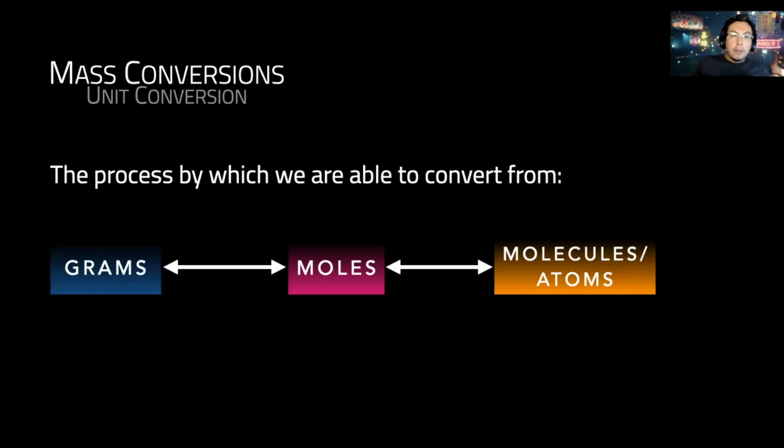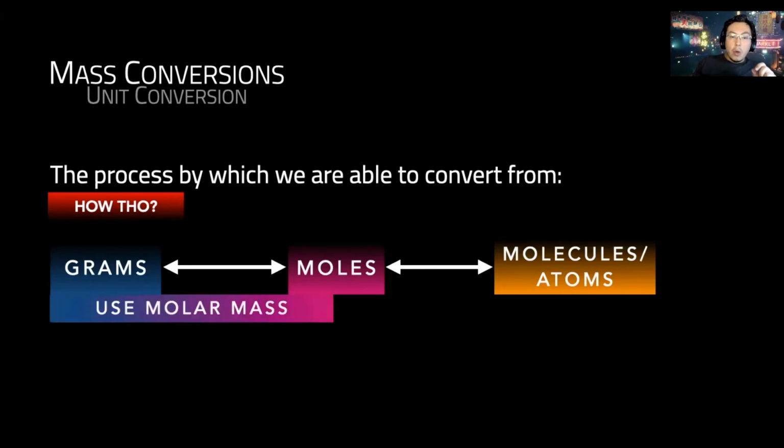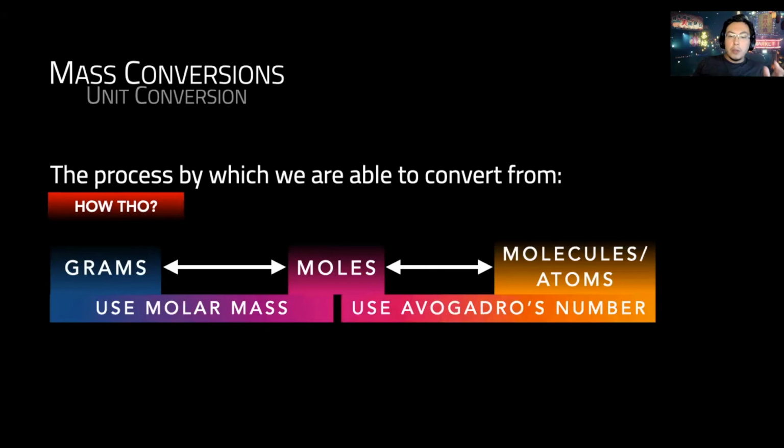But still, the question is, how are we going to switch them? How are we going to convert from moles to grams, or what's the key, or how is it that we're going to achieve this? We're going to be using these two pillars that we just learned how to do. Between grams and moles, we're going to be using molar mass, and between moles and molecules, we're going to be using Avogadro's number. This will be our conversion factor in these cases.